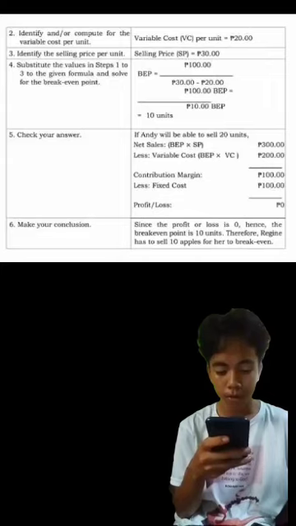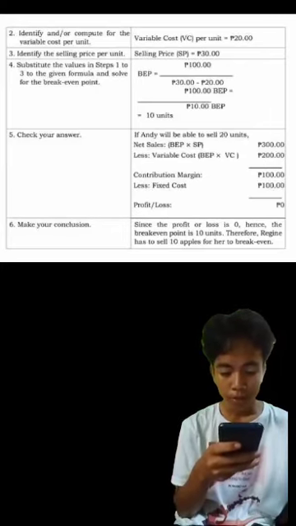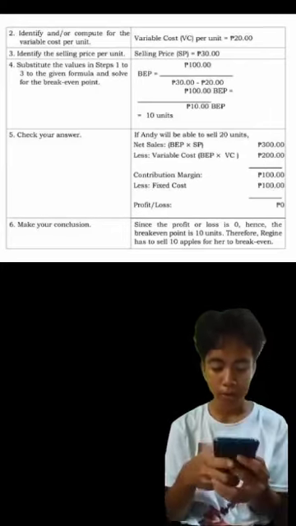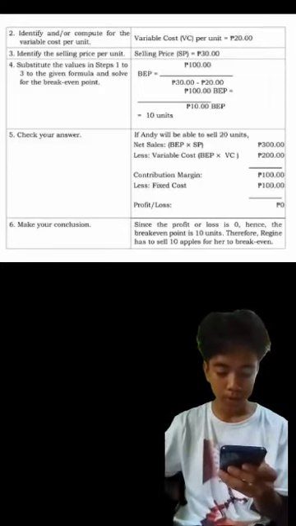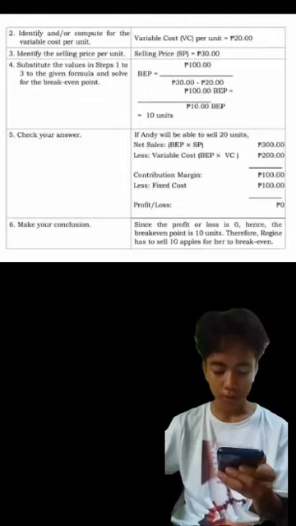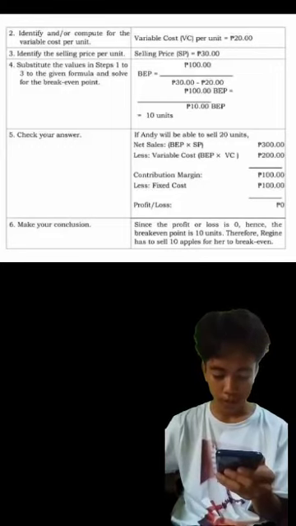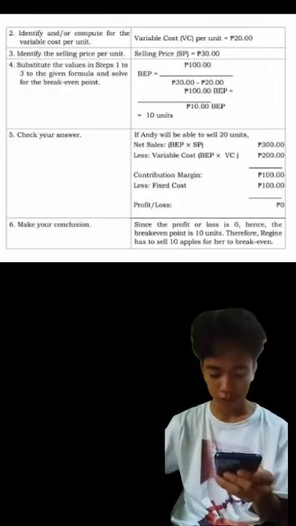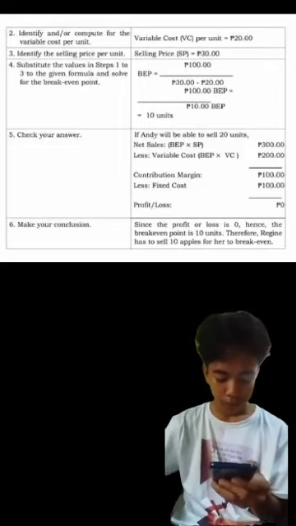Number 5, check your answer. If Andy will be able to sell 20 units, net sales is BEP times SP. Less variable cost, BEP times VC. Contribution margin. Less fixed cost. Profit or loss. 200 pesos minus 100 pesos. And the less fixed cost is 100 pesos. Profit or loss is 0.